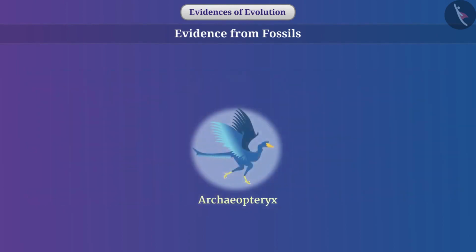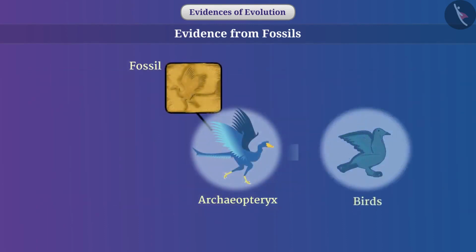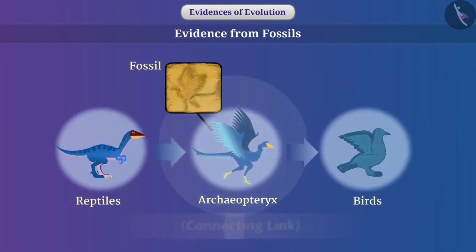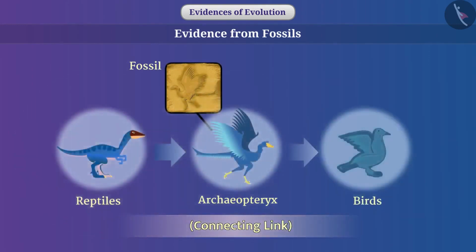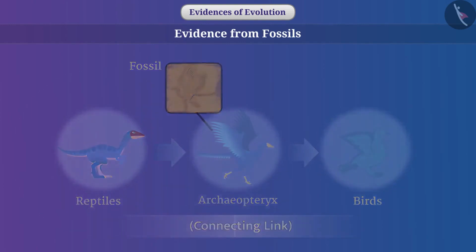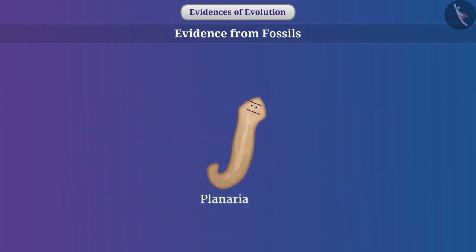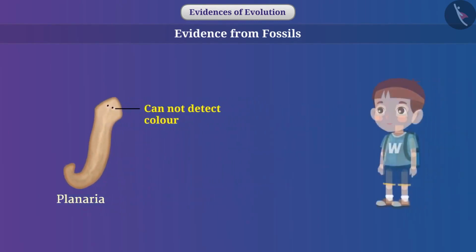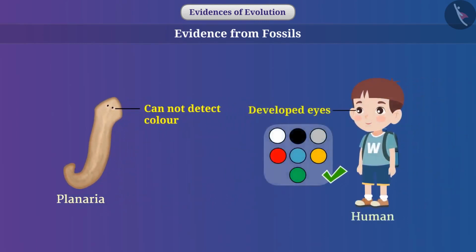Archaeopteryx was an ancient bird whose fossils give us the idea that birds have evolved from reptiles. It is the connecting link between these animals. Evolution is the result of bit-by-bit changes that happen over generations. For example, in planaria, an eye-like structure is present, but it was very simple. The eyes of some animals cannot detect color. The eyes of human beings are much more developed as compared to the eyes of these animals.